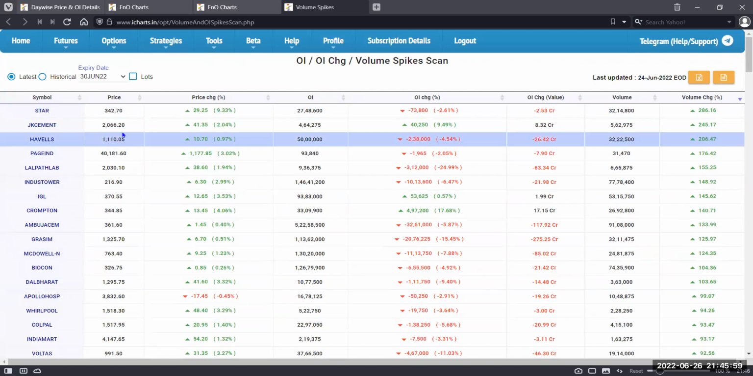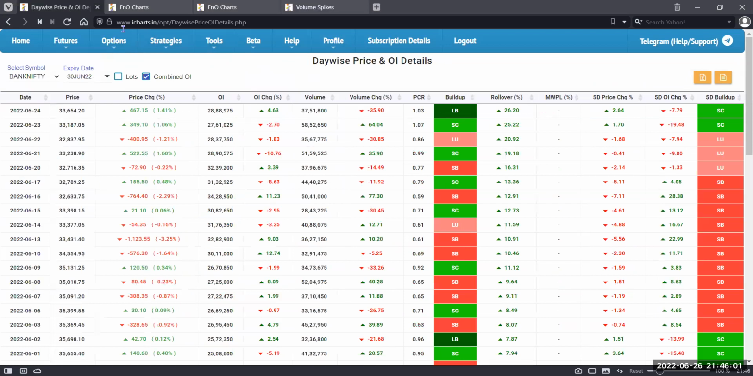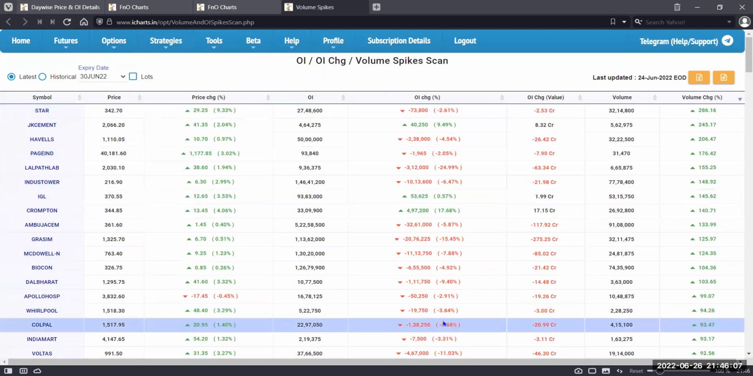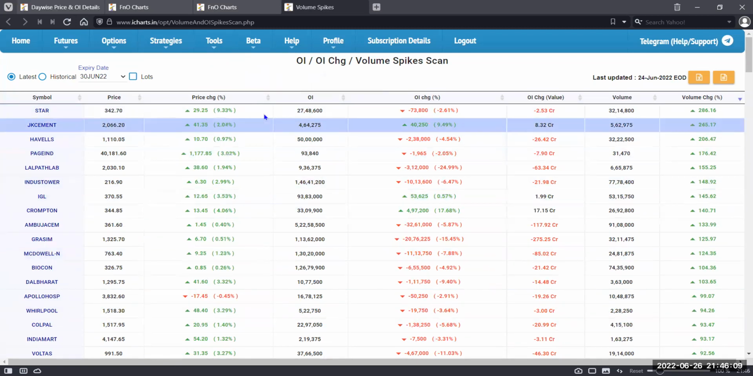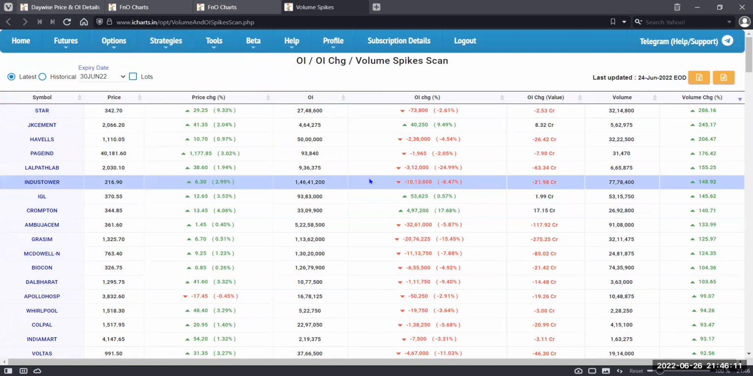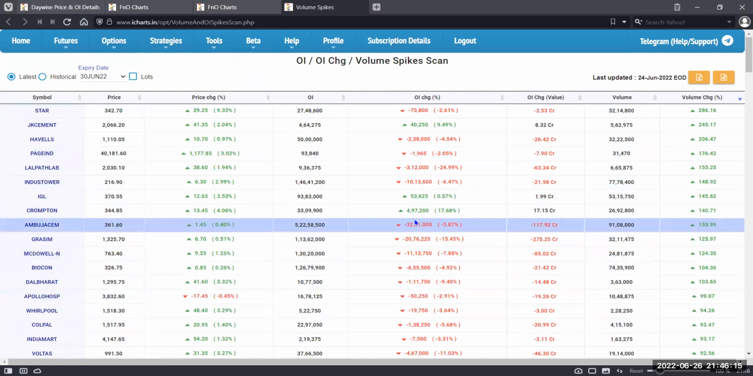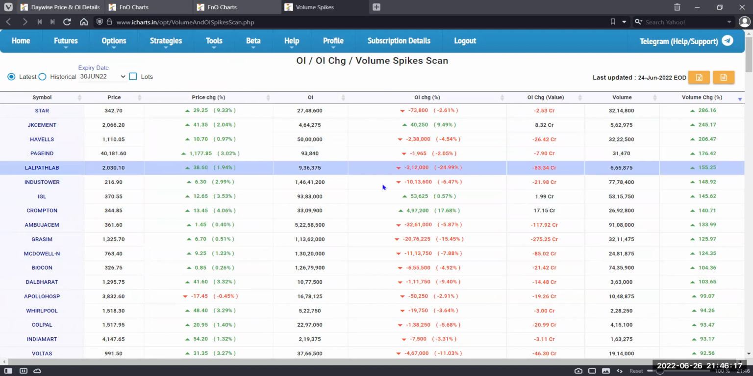So even though this over here in Daywise tells you that a huge long buildup was there, overall the market was just short covering. Most were negative OI changes. Price change was positive. Huge volumes were there, but OI change was negative. So it is all short covering. So let us see tomorrow what happens.